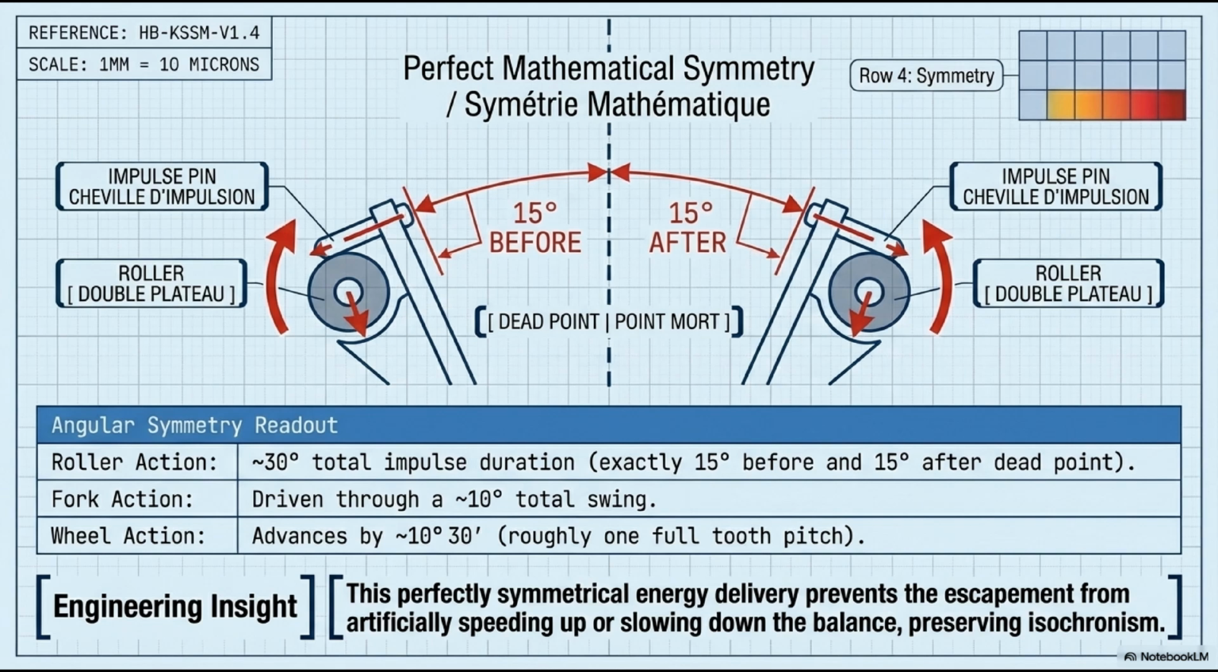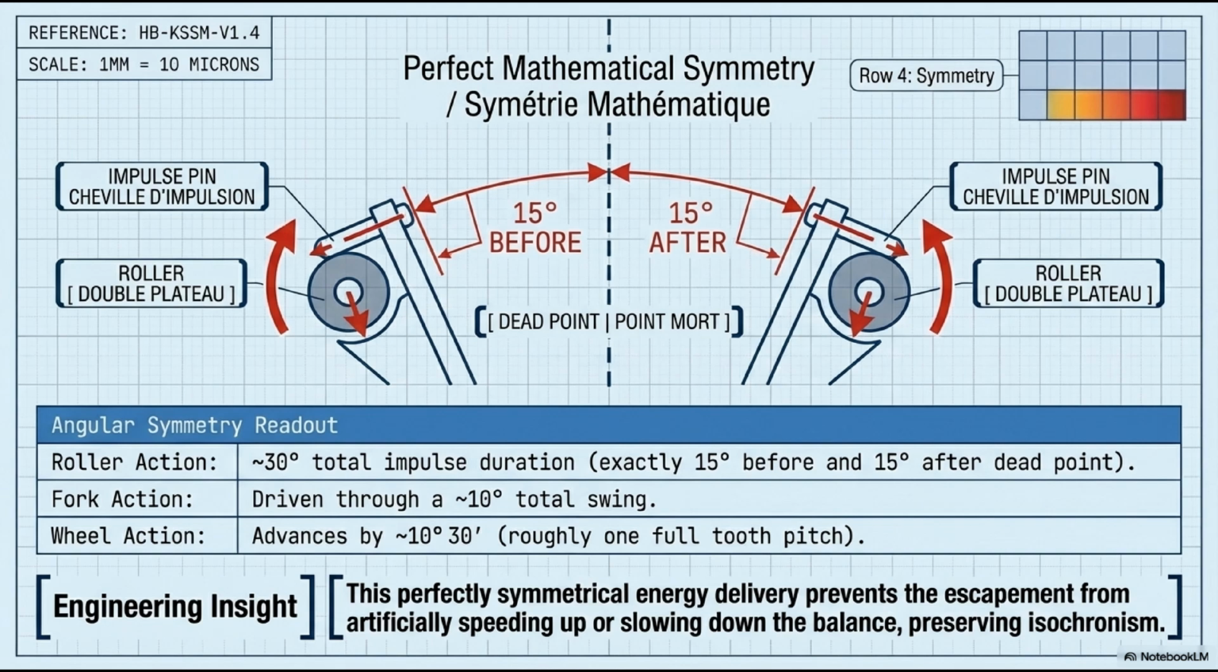The dead point is the balance wheel's equilibrium position, where the hairspring exerts zero net torque. If the impulse were delivered entirely on one side of the dead point, say, entirely during the approach, it would artificially accelerate the balance through its equilibrium, shortening the half period on that side. Systematic isochronism error: the balance runs at different rates on alternating half oscillations.